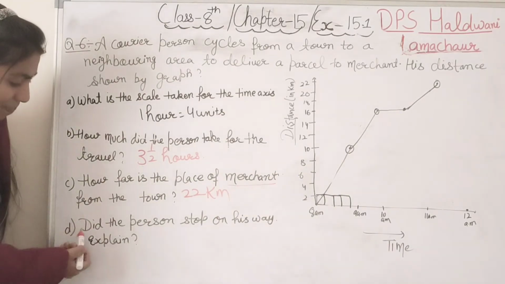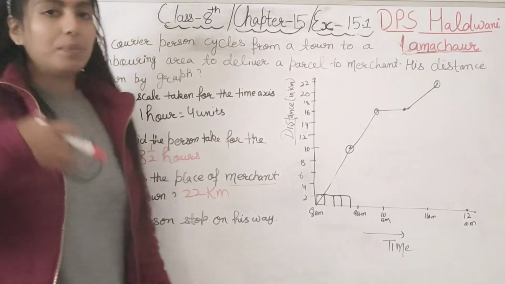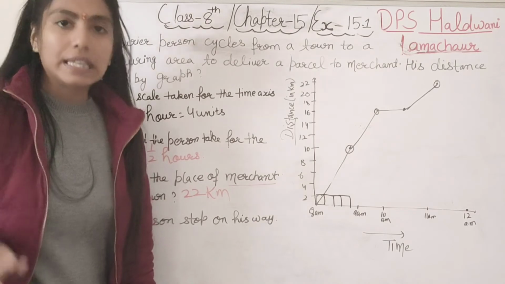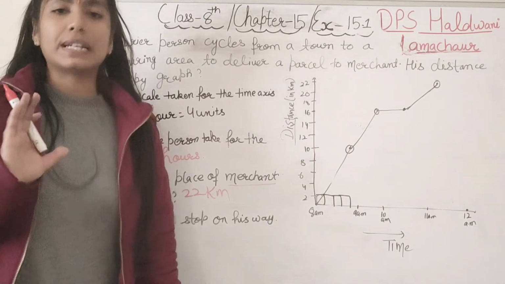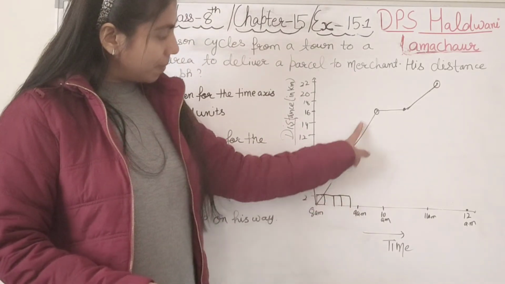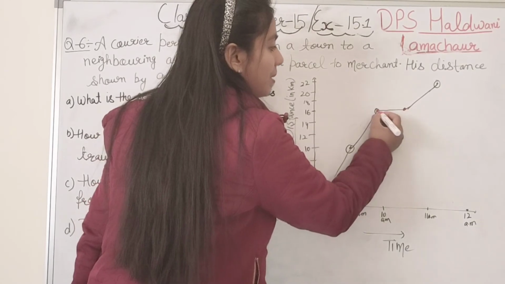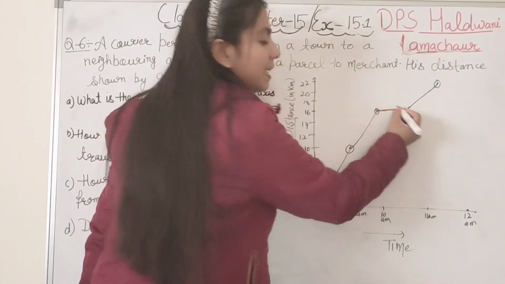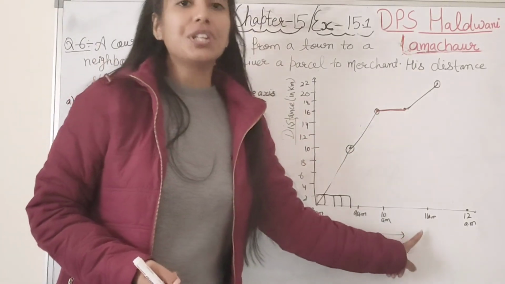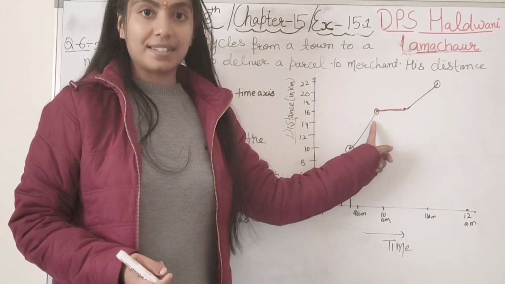So now coming to D part, did the person stop on his way? Explain. The courier boy used to come to your home, okay? So you have to tell whether he stayed somewhere, whether he stopped or took rest somewhere. Just have a look in the graph. It is flat here. There is no change in the graph. See, it's stable only, constant. It means he is standing where he is. Some time duration has increased, yes, but the distance is the same. It means he stays here, right student?